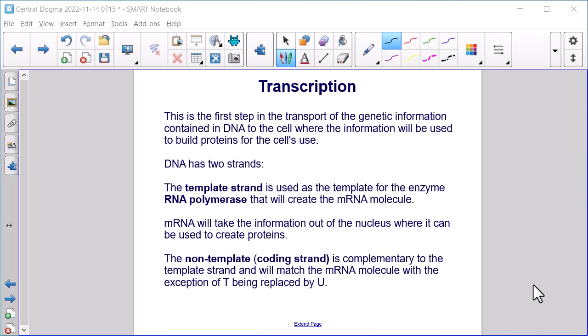This is the first step in the transport of genetic information contained in DNA to the cell where the information will be used to build proteins for the cell's use. DNA has two strands. The template strand is used as the template for the enzyme RNA polymerase that will create the mRNA molecule. mRNA will take the information out of the nucleus where it can be used to create proteins. The non-template coding strand is complementary to the template strand and will match the mRNA molecule with the exception of T, thymine, being replaced by U, uracil.